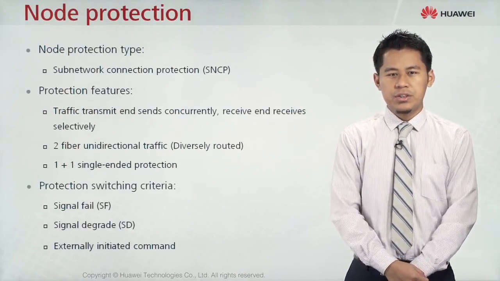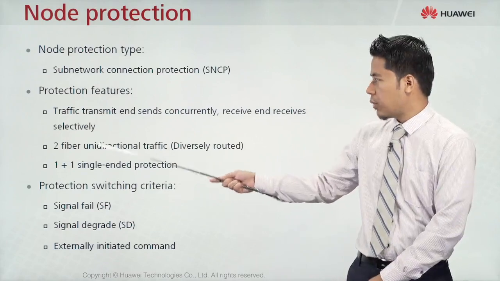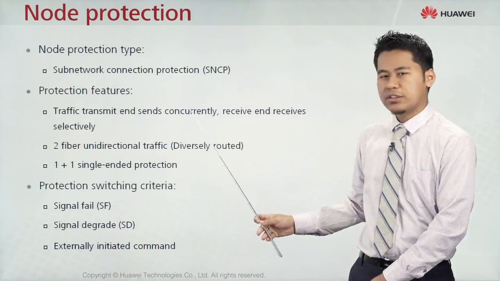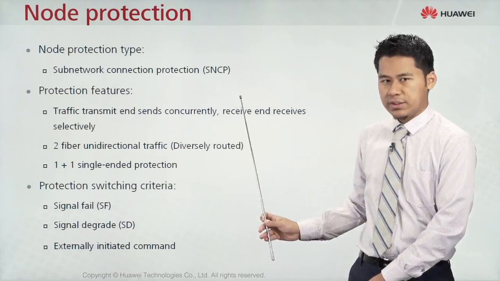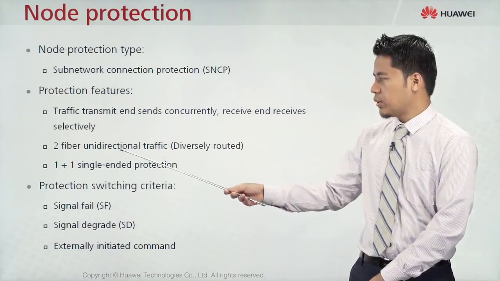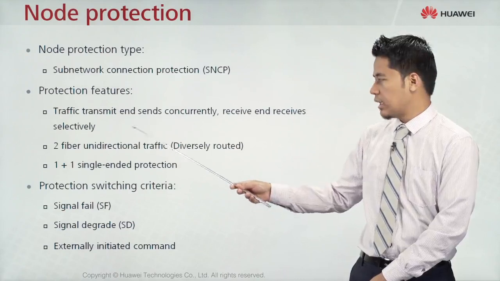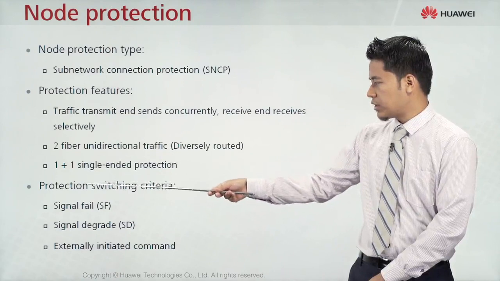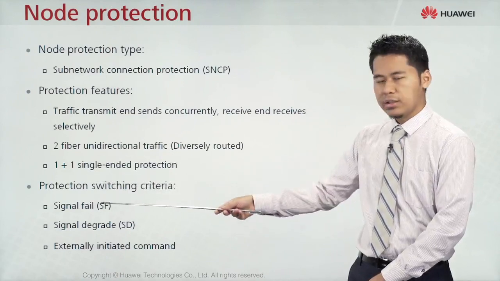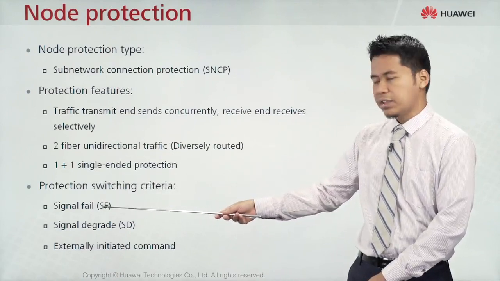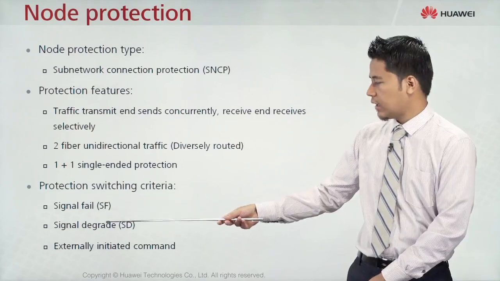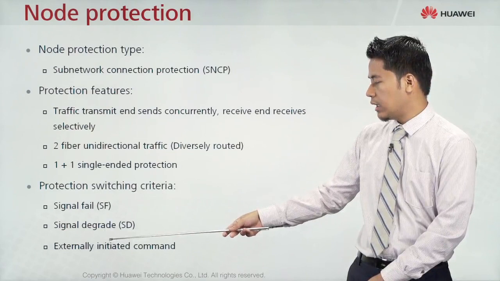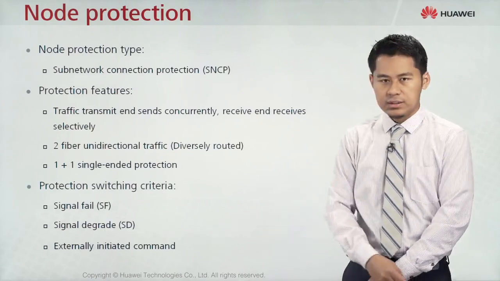In here, the protection features, as you can see, we have 3 points here. The first one is similar like a linear. We have a concurrent sending at the transmit side and selective switch at the receive side. In here, 2-fiber unidirectional traffic will be required, and also 1+1 single-ended protection. Here, this is the protection switching criteria. We have 3 here. The first one, of course, you can set for the signal failure, SF, and second will be signal degrade in terms of the power, and the third one will be the internally indicated command.